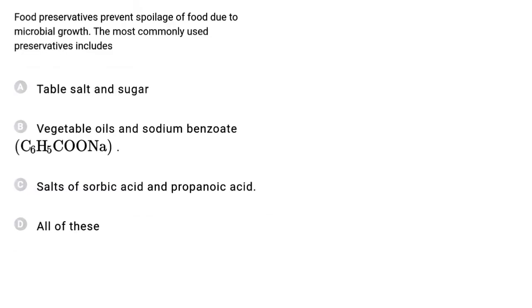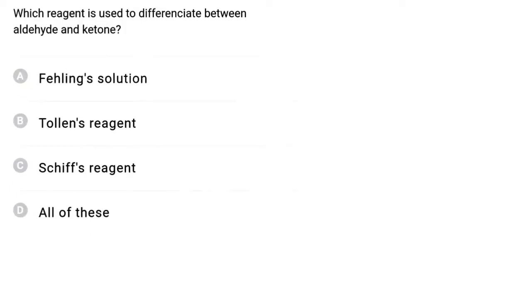Food preservatives prevent spoilage of food due to microbial growth. The most commonly used preservatives include table salt and sugar. Vegetable oil and sodium benzoate are also used as preservatives. Salts of sorbic acid and propionic acid are also used, and hence the correct answer is D. All of these are used as preservatives.